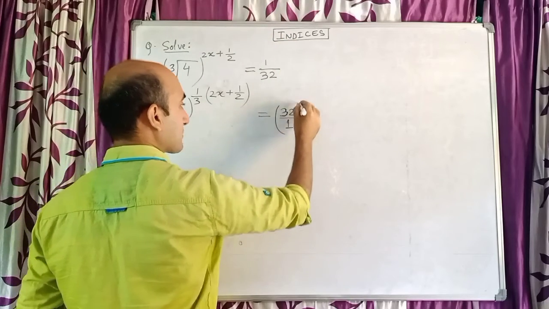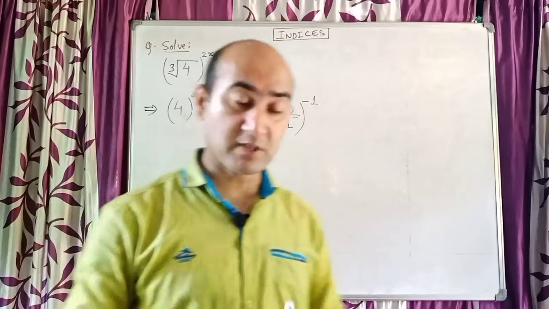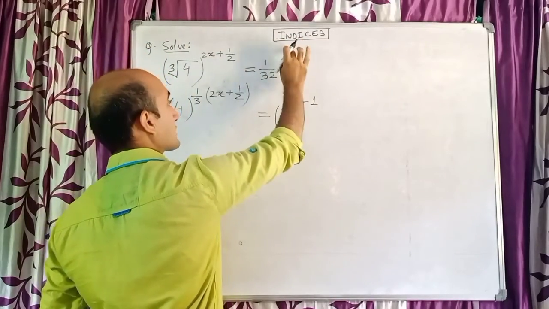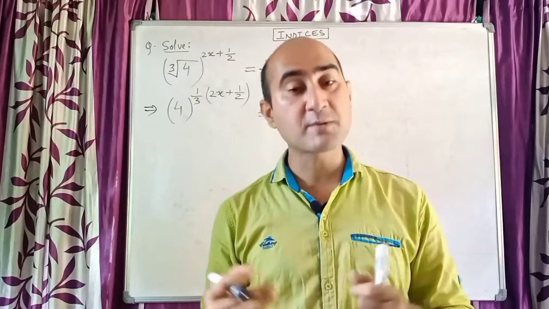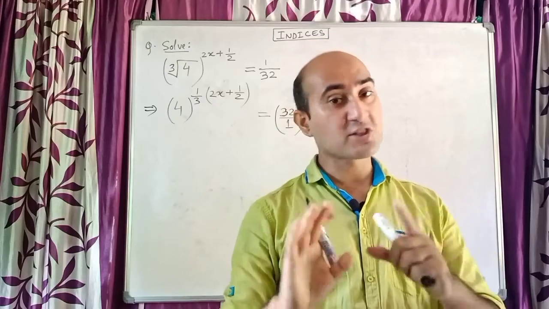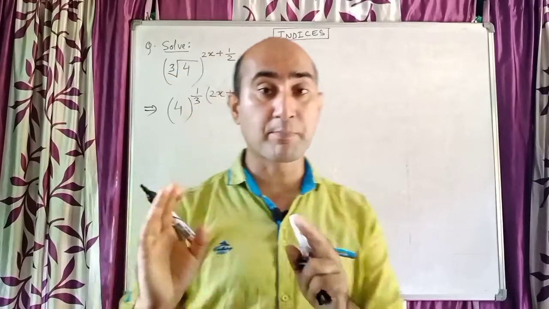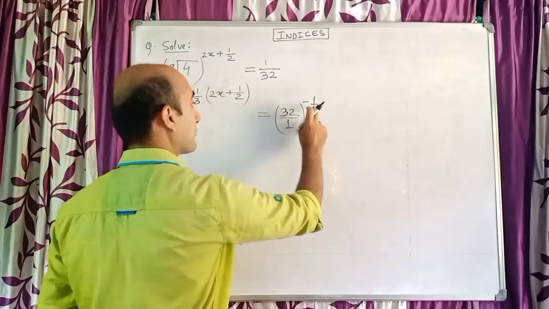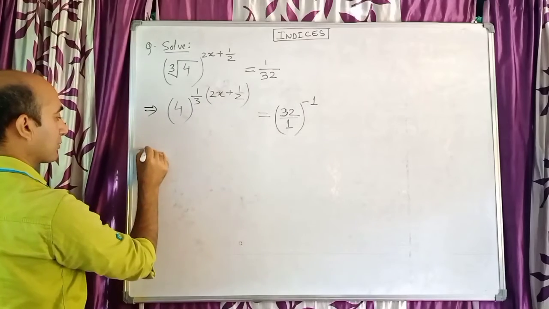But when this interchange takes place, your power will change. Power will change means positive will become negative and negative will become positive. Here there is no power in the question, which means there is power 1, which was not visible. It was a positive power but not visible, and you don't write a positive power, no issue. But by interchanging, that plus power became minus power, so the minus power should be visible. So I wrote plus 1 as minus 1 because of interchanging the numerator and denominator.